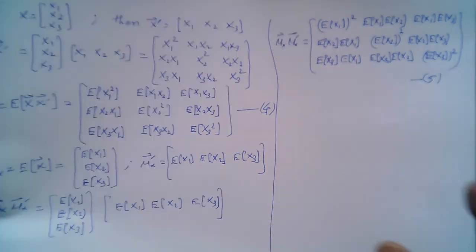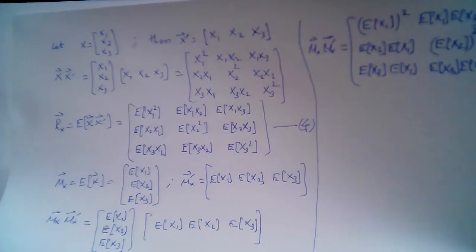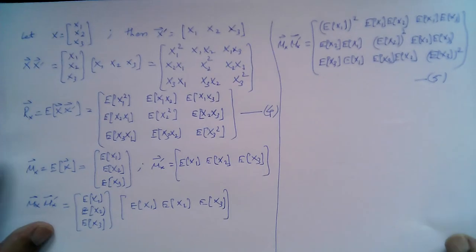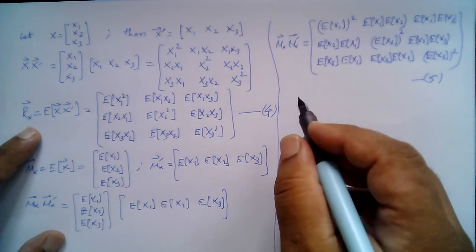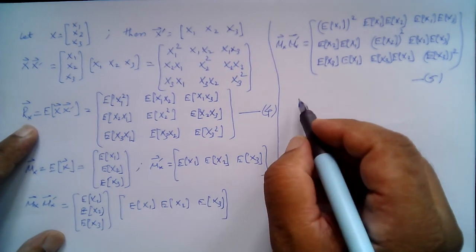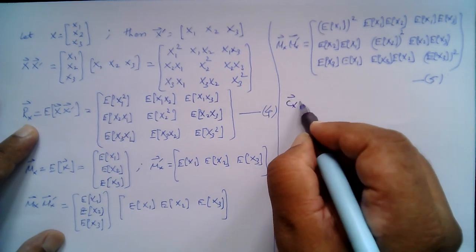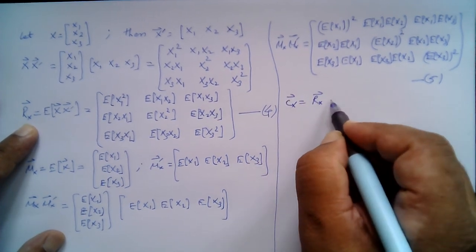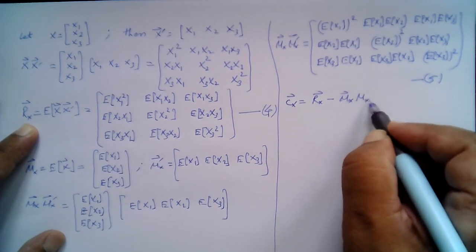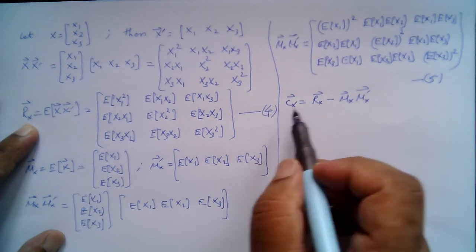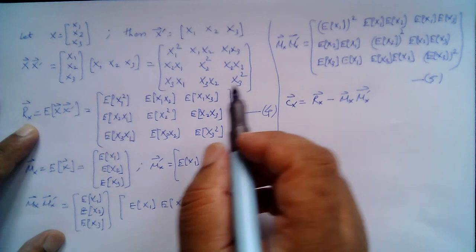So let's turn to a new page to get more space. Anyway, let's do it here, because looking at it from the other end, it will be difficult. So the covariance matrix is given by Rx bar multiplied by mu x bar mu x dash bar, right? So Rx is equation 4 and mu x dash is equation 5. So let's subtract both of them.